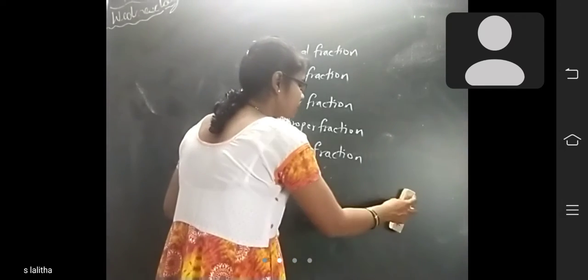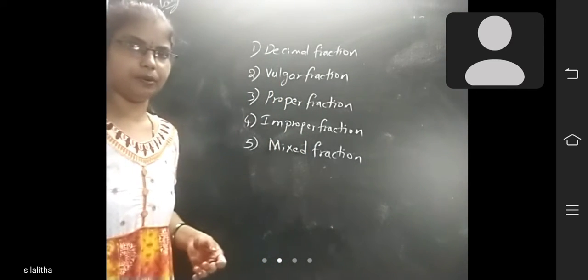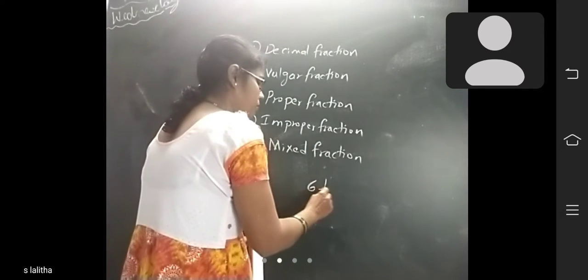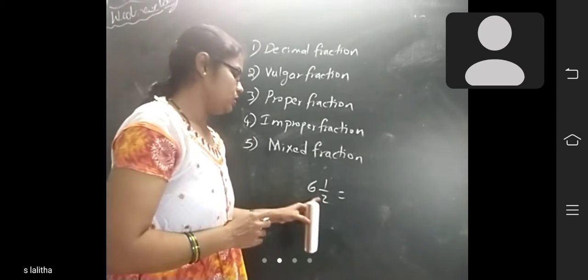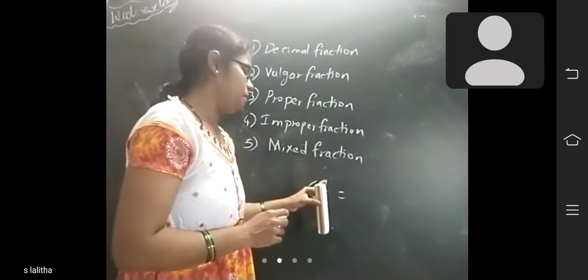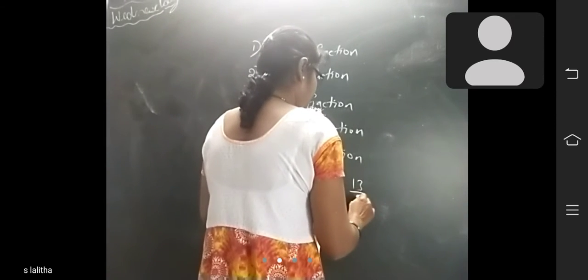And how to convert mixed fractions to improper fraction? Suppose 6 1 by 2 is there. How to convert to improper fraction, children? 2 6s are 12, 12 plus 1, 13 by 2.